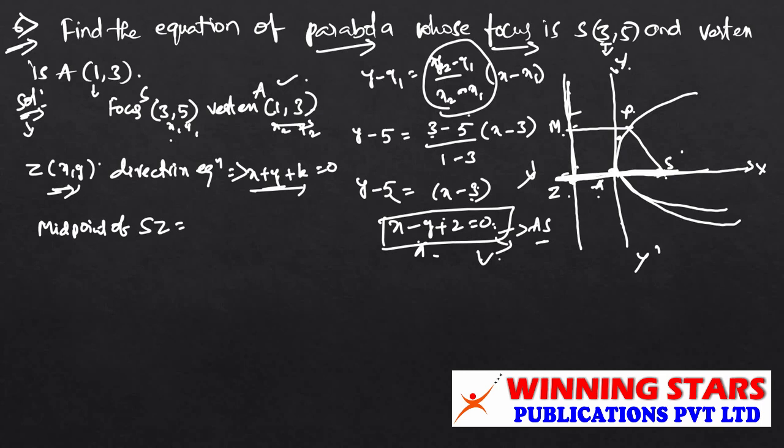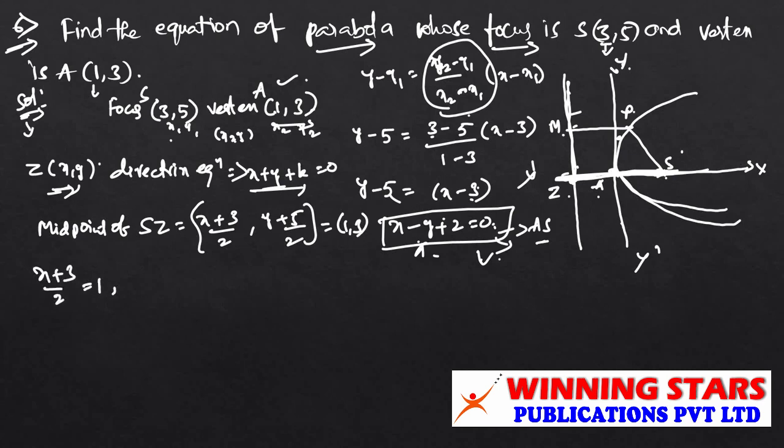Z is equal to x1 comma y1, x2 comma y2, which means x1 plus x2 by 2, so x plus 3 divided by 2, and y1 plus y2 by 2, which means y plus 5 divided by 2. This is equal to A, which is 1 comma 3. So x plus 3 divided by 2 is equal to 1, and y plus 5 divided by 2 is equal to 3. These two equations will come here, so from this we'll get the x value.